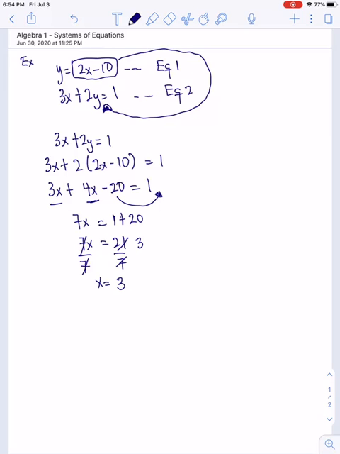And now that we have x, we can plug it into either equation 1 or equation 2 to solve for y. So let's go ahead and pick equation 2. So we're writing equation 2 as 3x plus 2y equals 1. So when I plug in 3 for x, I'll get 3 times 3 plus 2y equals 1. 3 times 3 is going to be 9 plus 2y equals 1.